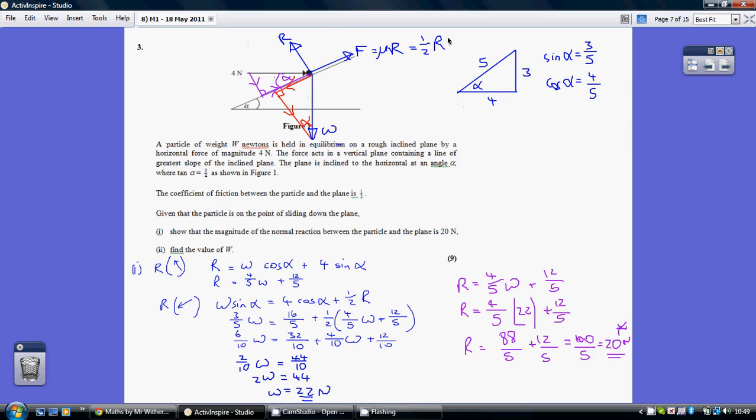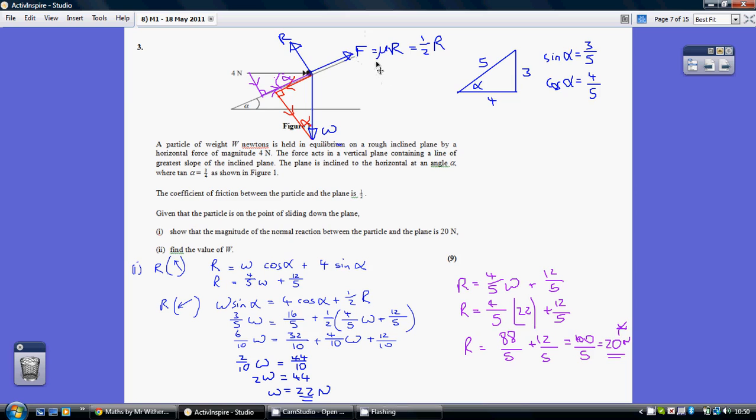Now take a bit of time just making sure you've picked up all the forces here. We've got the normal reaction going perpendicular to the slope. We've got the weight coming straight down, and that weight is then broken down into its two components there in red. I've also broken down this horizontal force into its two components here in purple, and we've got the friction, which is always against the movement, so the friction is up the slope.